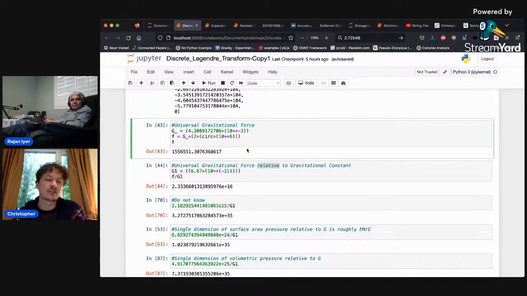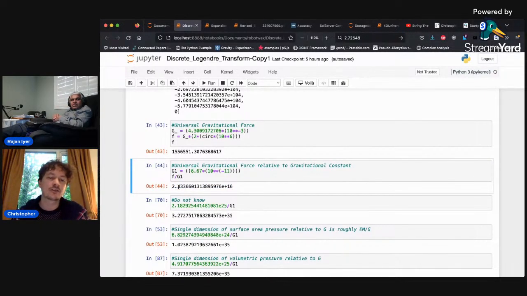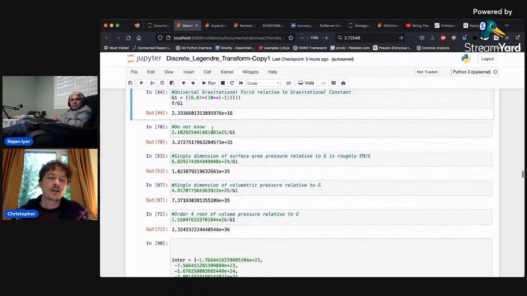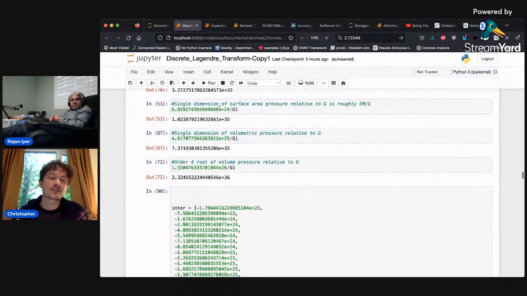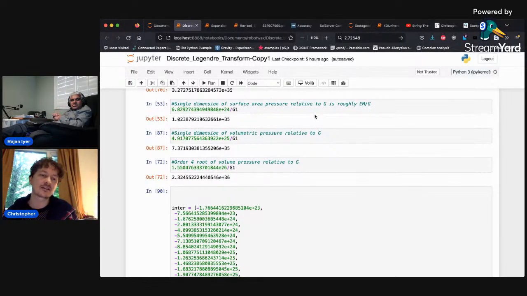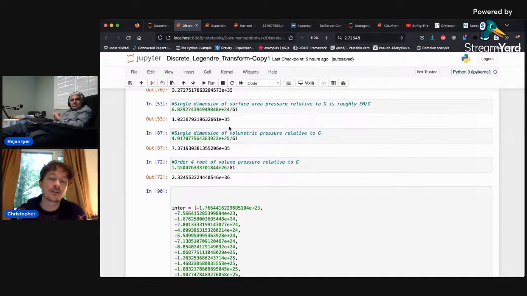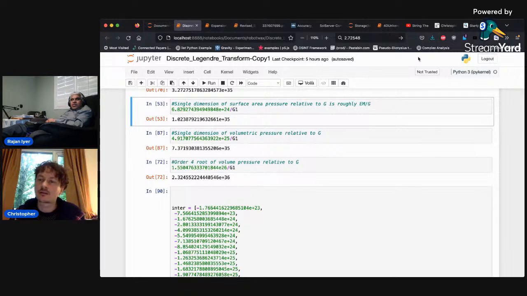So this is not the gravitational force, because then we can take the universal gravitational force and divide it by Newton's gravitational force to get the relative strengths between the two of them, and it turns out to be 2.3 e to the 16. But I don't know what that is. But so for a single dimension of surface area pressure relative to g, we get 1 e to the 35, which is very close to Planck. Not the Planck. It is close to the inverse of the Planck.